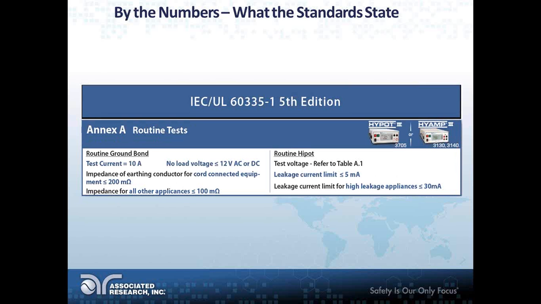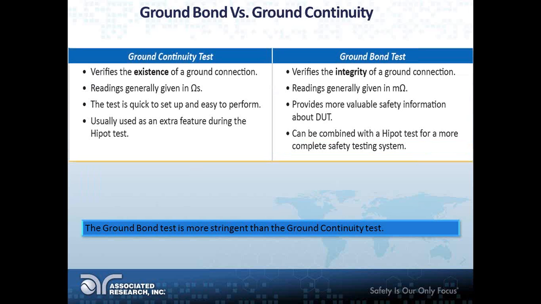60335 for household appliances. Remember, we saw the type test earlier in this webinar. Now here you see they don't have routine continuity. They have routine ground bond. So they have a test current of 10 amps, and I would consider 10 amps to be a bonding test. You have your no load voltage, and you have your same impedance like you have for a ground bond test, less than 200 milliohms for cord connected equipment, and for all other appliances, less than or equal to 100 milliohms. This is a key difference. There are many standards that call for routine, what we call bonding tests, and they basically say, hey, look, this continuity test isn't good enough, and let's talk about why that is.